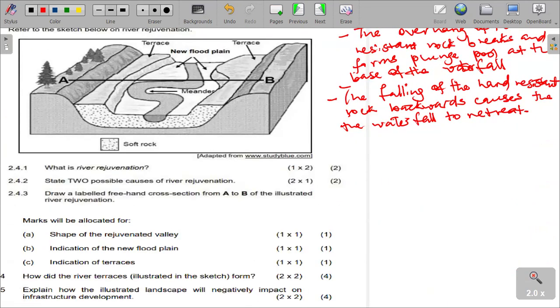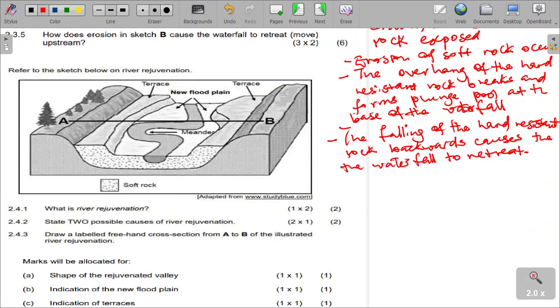Our next question: the sketch below shows river rejuvenation.